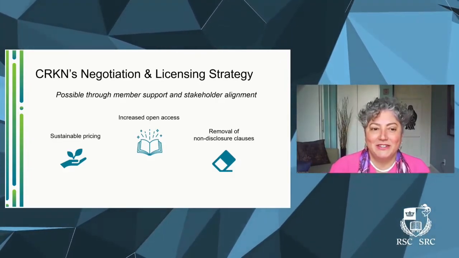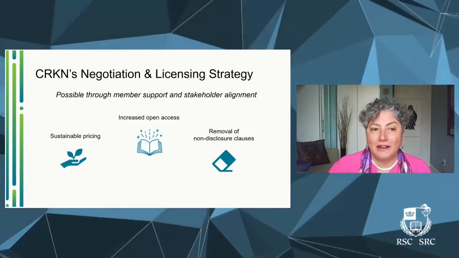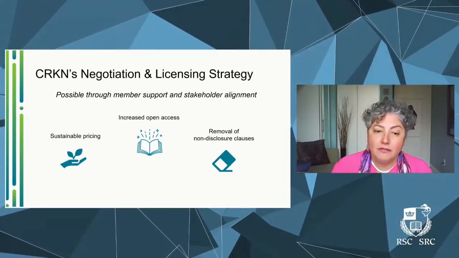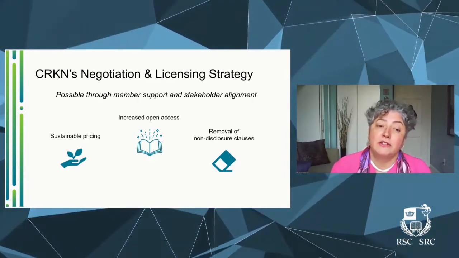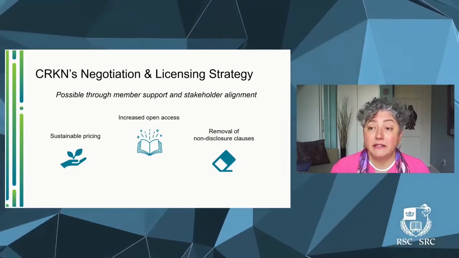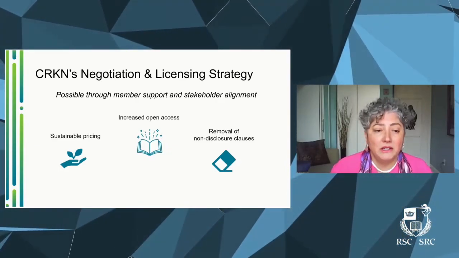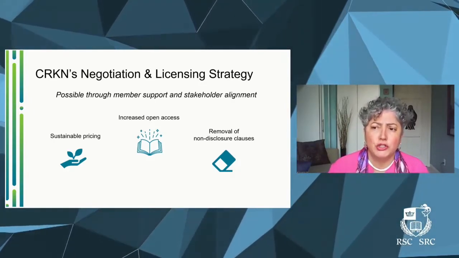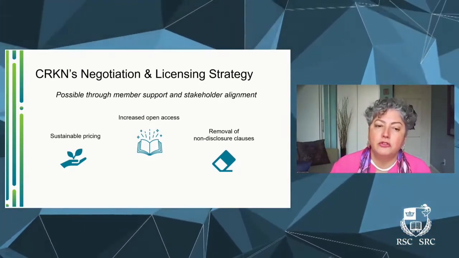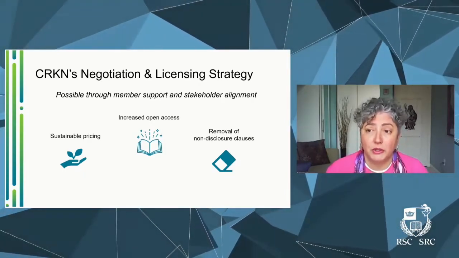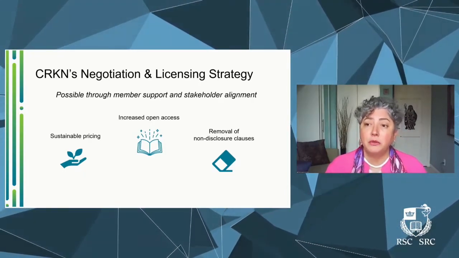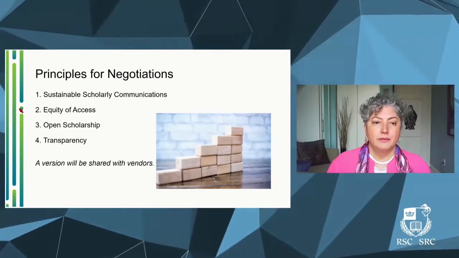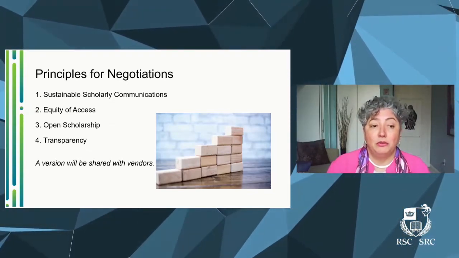CRKN's core activity of negotiation and licensing is evolving. And as Dr. Bubala stated in the previous session, sustainability is vital to us. So as we evolve to integrate more focus on open access, we must at the same time address the urgent need for reduced costs to ensure that these licenses are sustainable as we move forward. And all of that we seek to do within a transparent environment. So how are we going about doing that?